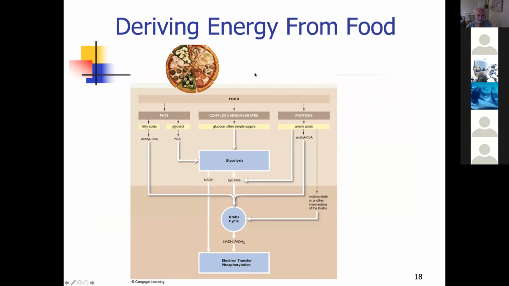Starting with pizza. Pizza is a pretty complete food. It's got lots of fat, lots of carbohydrate, and lots of protein. The fats can be converted directly to acetyl-CoA, as can proteins through amino acids. Complex carbohydrates can be quickly converted to simple sugars, and then glycolysis, and we get pyruvate, which goes to acetyl-CoA, and that starts the Krebs cycle.